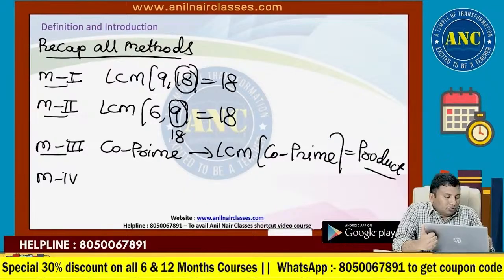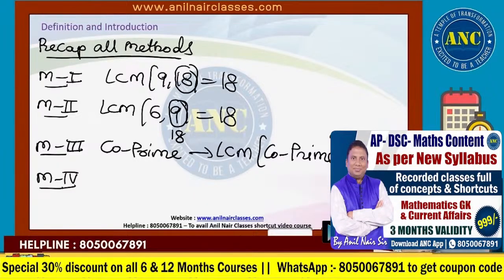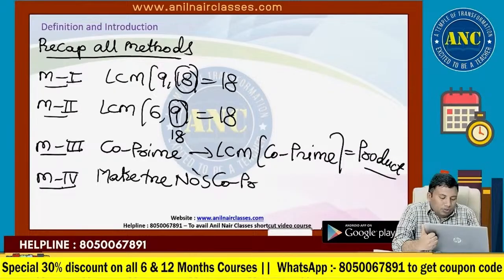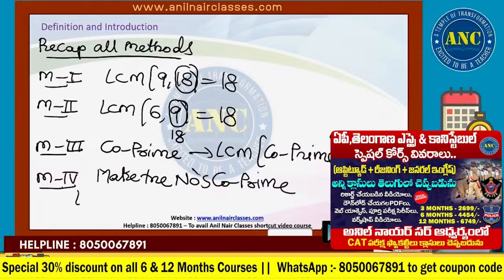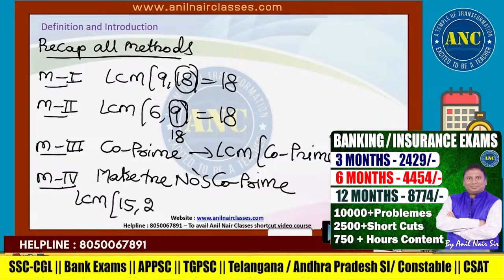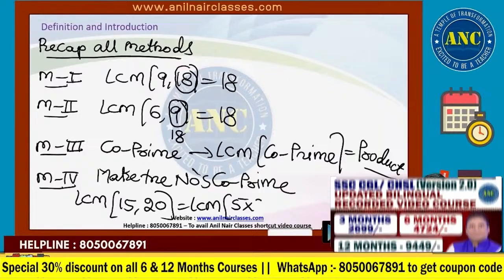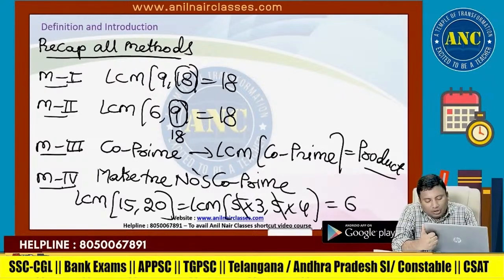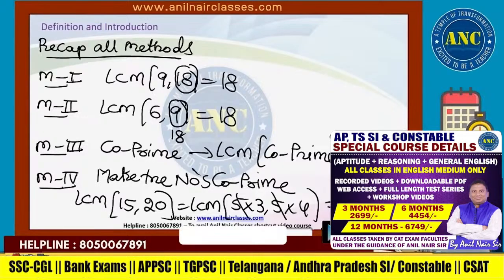Method 4, make the numbers co-prime. LCM of 15 and 20, which is 5 into 3, comma 5 into 4. 5 is taken out. 3 4s are 12, 12 5s are 60. Method 5.